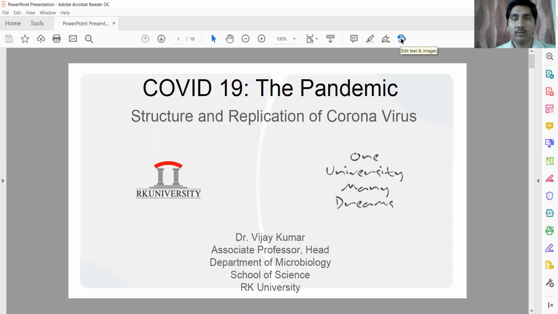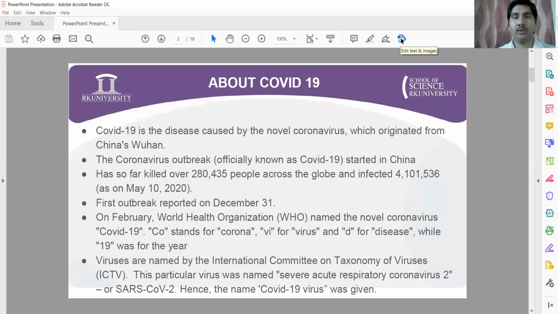In today's module, we are going to discuss the structure and replication of coronavirus. So let us first discuss what this coronavirus is all about. The coronavirus is a mammalian virus. It is an enveloped virus, which I will be discussing later on. It causes the disease which has been named COVID-19. COVID-19 is a disease caused by the novel coronavirus, which originated in Wuhan city of China.